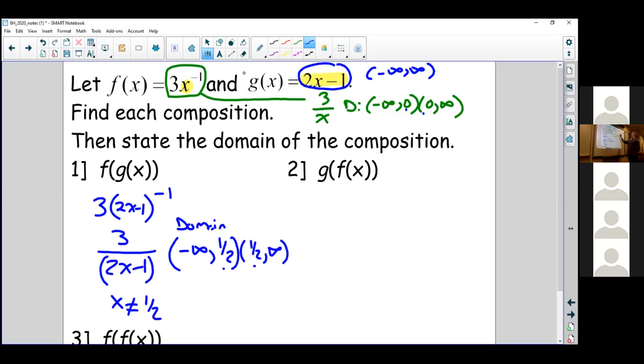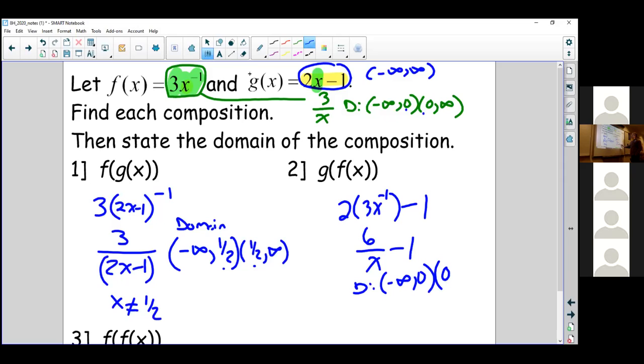Second one, we're still going to look at it knowing this domain, but I'm going to take this and plug it in for x right there. So that's going to give me my g at x, which is that. I'm going to plug 3x to the -1 in, which is the same thing as 6 over x minus 1, which means my domain can't be 0. So that's the answer to number 2. Okay. Questions on those two, my friends?